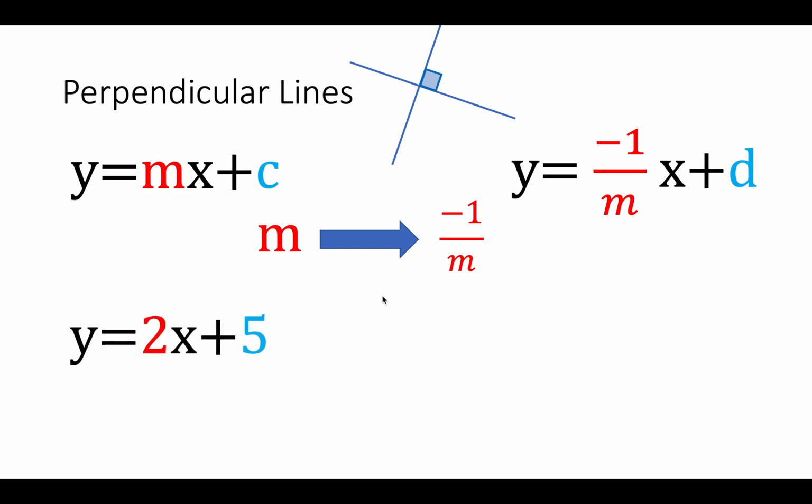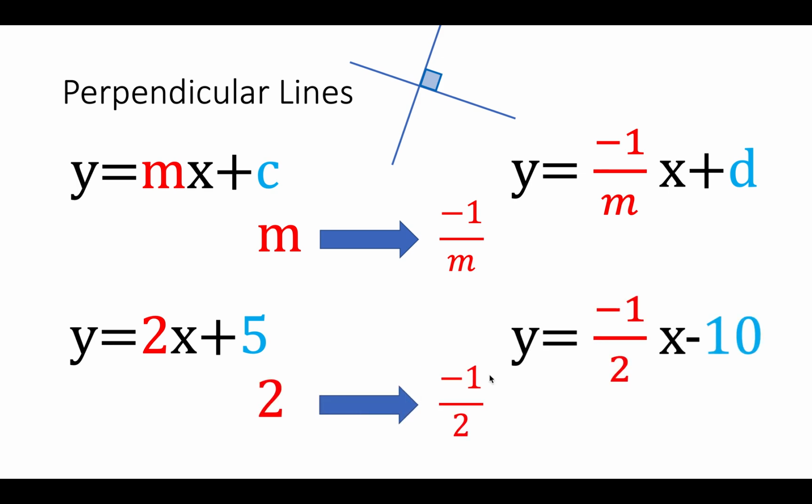So let's see an example. y equals 2x plus 5. We do minus 1 divided by 2 gives us minus a half, and we have a new line that's y equals minus a half x minus 10. The number that you add on the end does not matter, it's only the gradient that matters. Let's see this on the graph now.